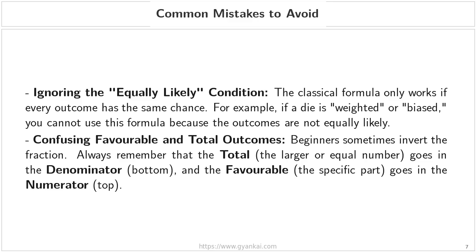Second, a very common mistake is confusing your favorable outcomes with your total outcomes. I often see students accidentally invert the fraction, putting the larger number on top. To avoid this, always remember, the total number of outcomes must go in the denominator, which is the bottom of the fraction, and the favorable outcomes, the specific part you are looking for, must go in the numerator, which is the top.